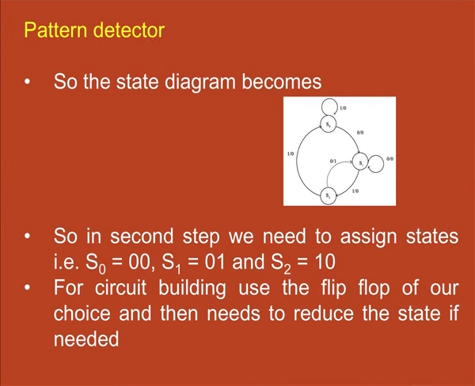Now, in the second step we need to assign states, that is S0 is equal to 00, S1 is equal to 01 and S2 is equal to 10. So, for circuit building we have to use flip flops, and as we said you can choose the flip flop that you are most comfortable with, and then once we use the flip flop we can use the reduction conditions that we have already discussed in one of the previous presentations and come up with the circuit that can be used as the pattern detector circuit.